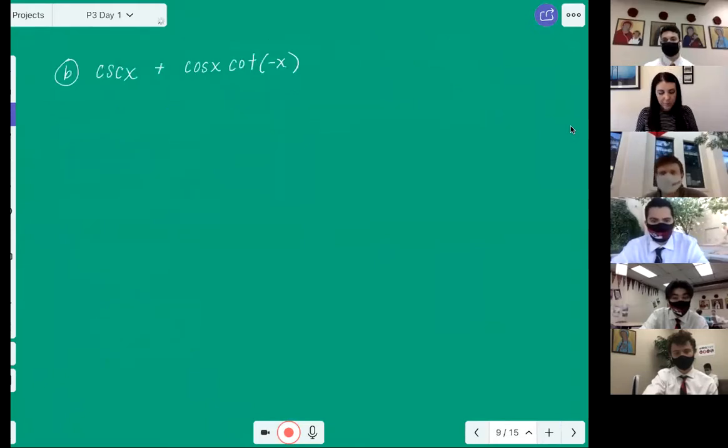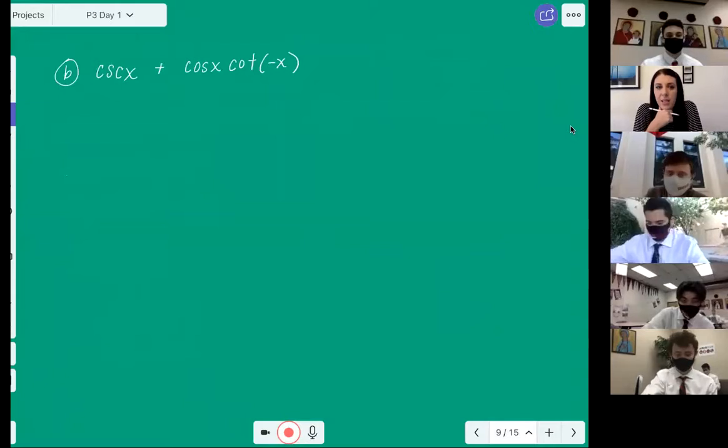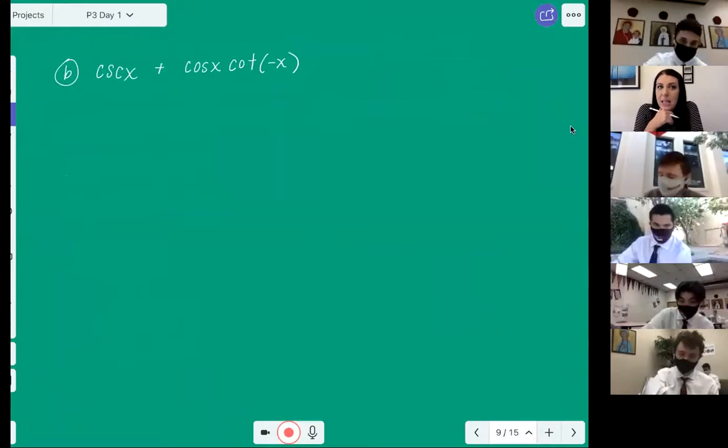All right, let's do another one. This one's a bit trickier. So we have cosecant of x plus cosine of x times cotangent of -x.